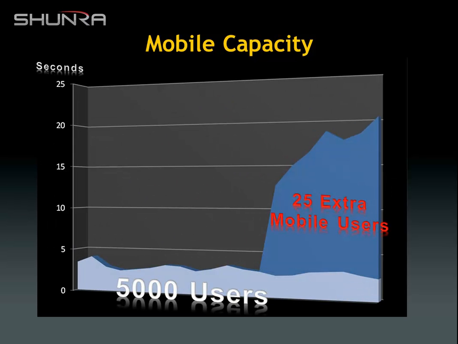The impact was dramatic, with the overall performance of all 5,025 users slowing considerably due to capacity issues on the web servers from the small number of additional mobile users. Optimizing the mobile user performance will ensure your web servers and application servers are scalable to all types of load.